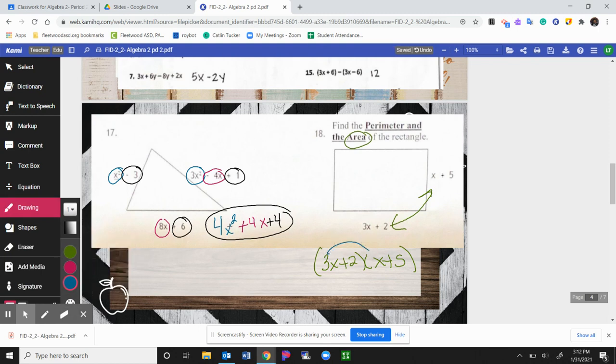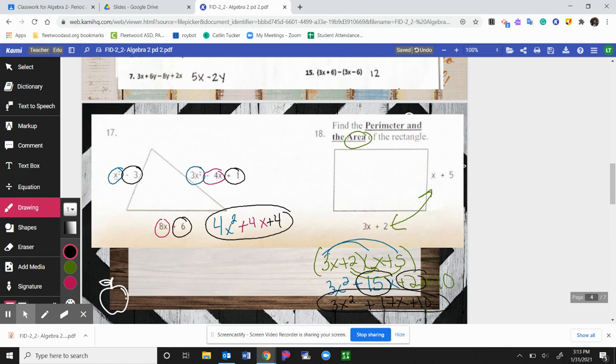So 3x times x gives you 3x squared. 3x times 5 gives me a 15x. 2 times x gives me a 2x. 2 times 5 gives me a 10. And then I can just combine my like terms. So I have a 3x squared, plus a 15x and a 2x giving me a 17x, and then a plus 10 on the end.